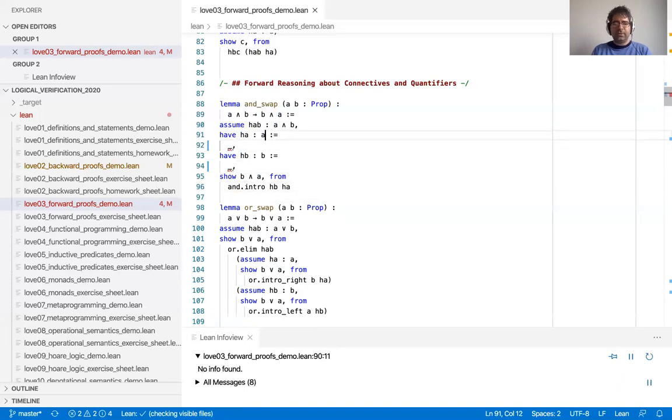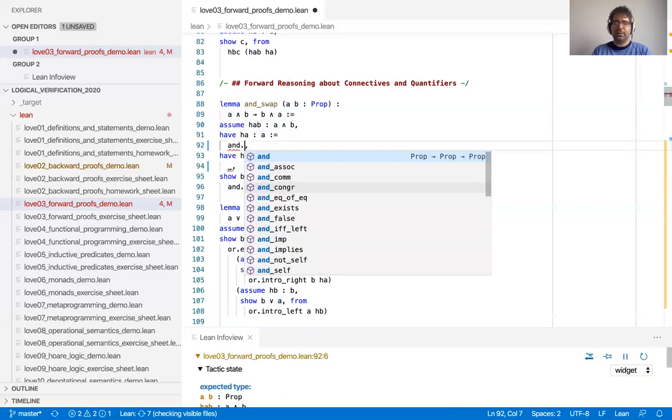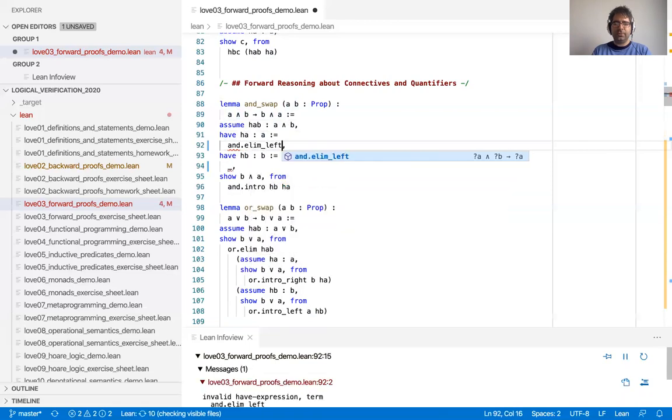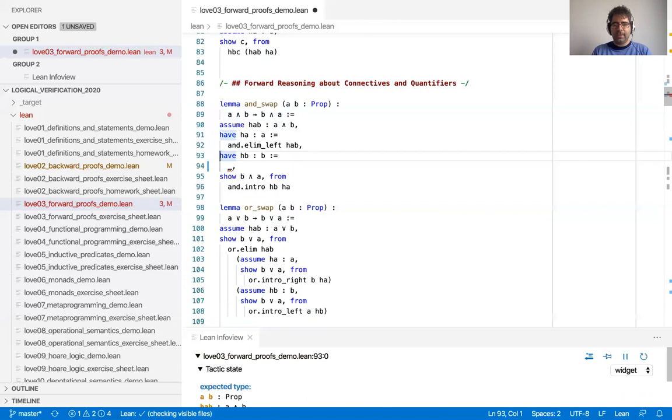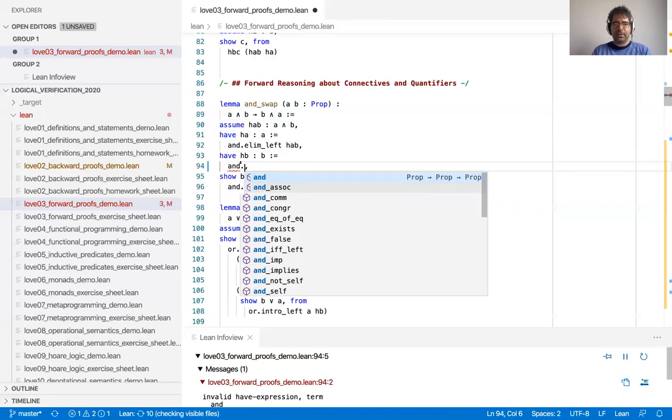And now we need to extract the A from AB. So that's going to be an elim. And you remember there were two elimination rules for AND. There's the left one and the right one. We want to retrieve A. A is on the left-hand side, so we're going to do a left elim, right? So AND elim left of HAB will give us the A. And I think you know what's coming here.